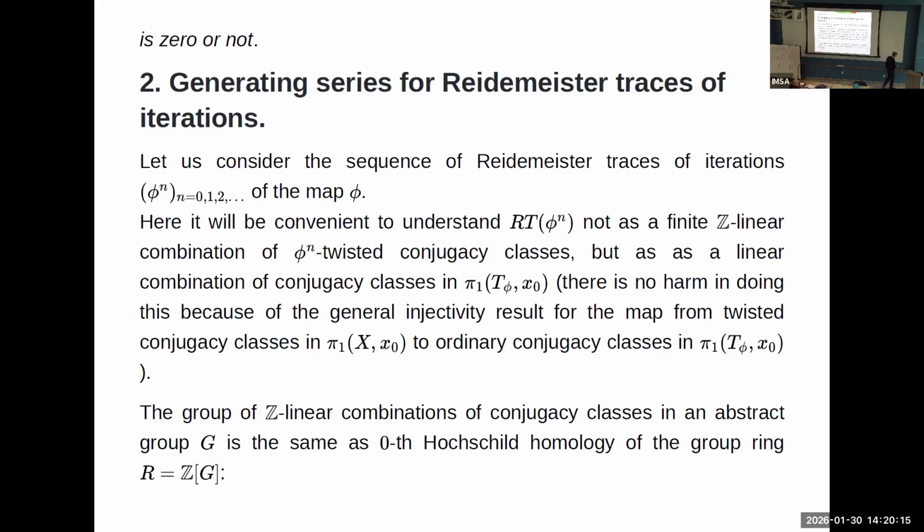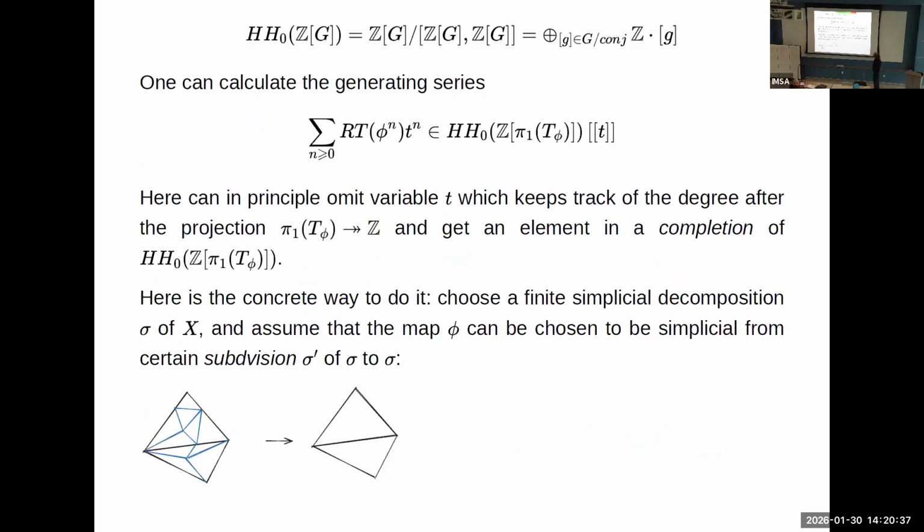So what we get for each positive integer is an integer linear combination of conjugacy classes of a certain group. And as I explained to you, this is zero Hochschild homology of the group ring with integer coefficients. Nothing tricky. You get a group, like the fundamental group, and you get this HH0, and then we can make a generating series.